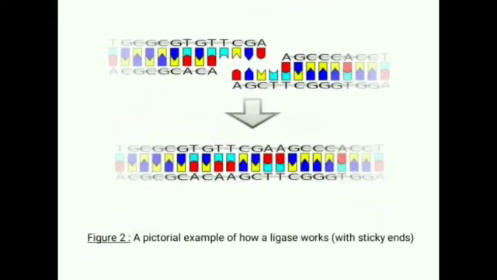In the fourth step, there will be formation of a phosphodiester bond between the 5' phosphate of the donor and the 3' hydroxyl of the acceptor. Ligase will also work with blunt ends, although higher enzyme concentrations and different reaction conditions are required.